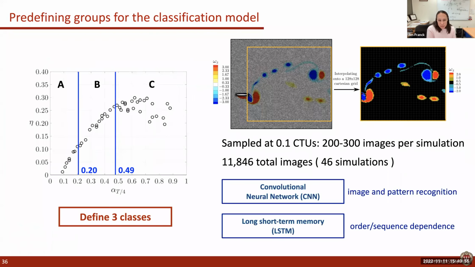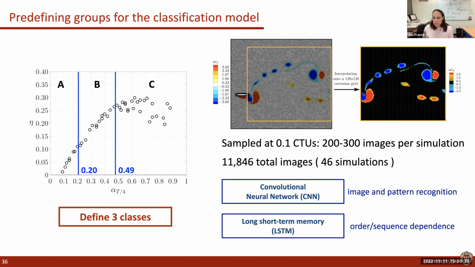So we're looking at very similar data sets to what I had already shown you. You can imagine we have all of these 46 different simulations. Each simulation is flapping the foil at a different frequency, heave, and pitch amplitude. And then we take samples of the vorticity field, 200 or 300 images per simulation. We interpolate them onto a 128 by 128 Cartesian grid, and we're looking at discrete levels of vorticity. So we've chosen to use vorticity, an image-based process, in order to characterize these wakes.